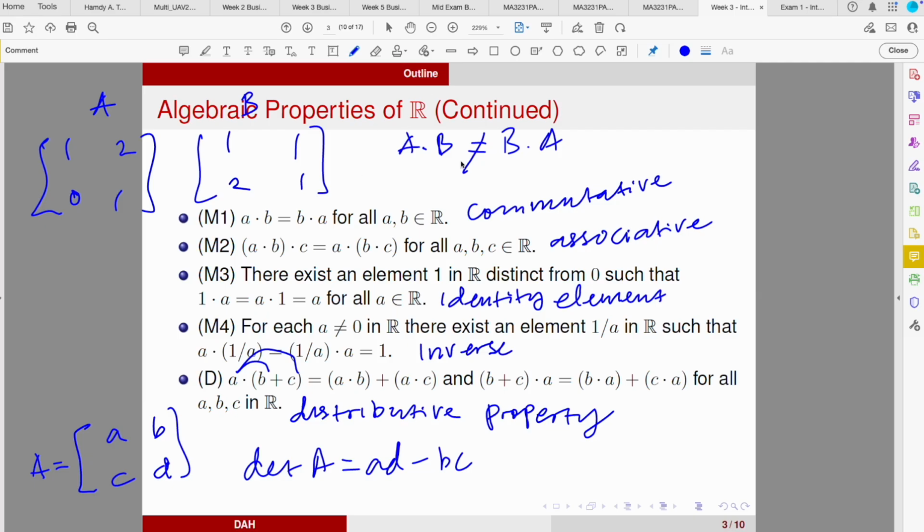Okay, so that is the real number. The real number is special: commutative, associative, identity element, inverse, and distributive property. Any question? If not, we continue to the property of real number.